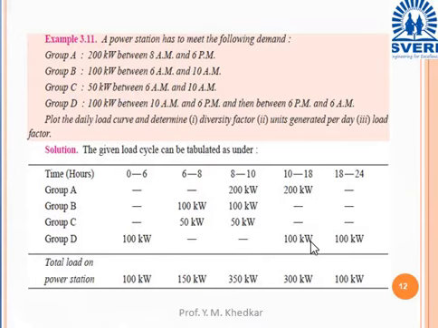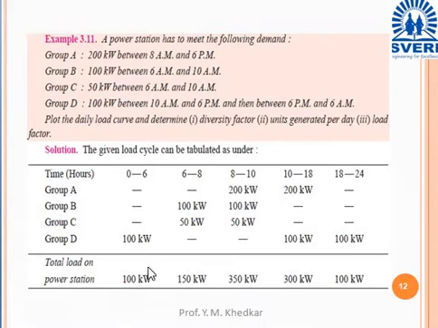10 to 18, and once again 6 to 24, means 6 hours. So this 6 plus 18 plus 6 means almost 20 hours a 100 kilowatt load is acting on that power plant or power system. We are going to take its addition, so we will get the total load on the power station.